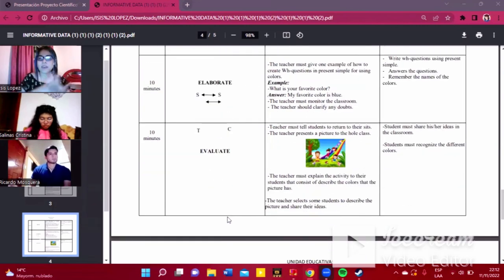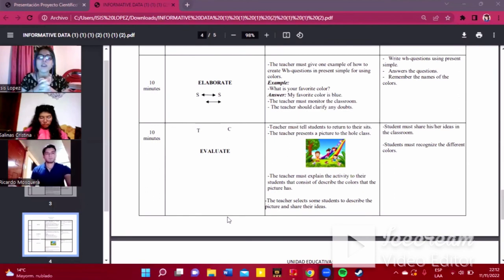And finally, we have the evaluate. In this activity, the teacher works with the whole class. They have 10 minutes, and this activity consists of the teacher telling students to return to their seats, after which the teacher presents a picture to the whole class, as you can see on the screen. The teacher must explain the activity to the students, which consists of the colors that the teacher has.